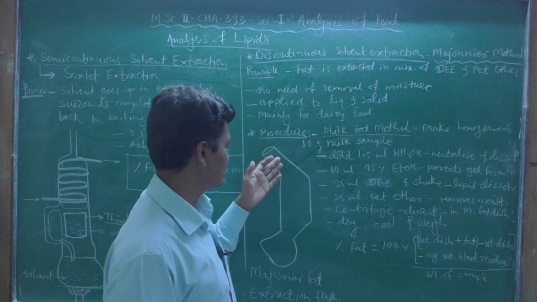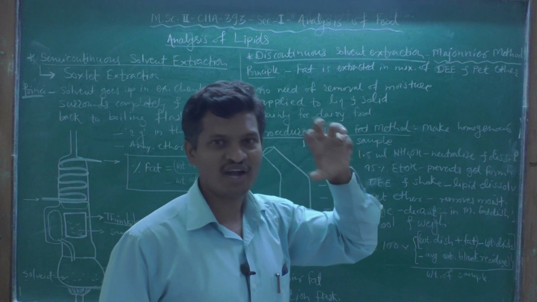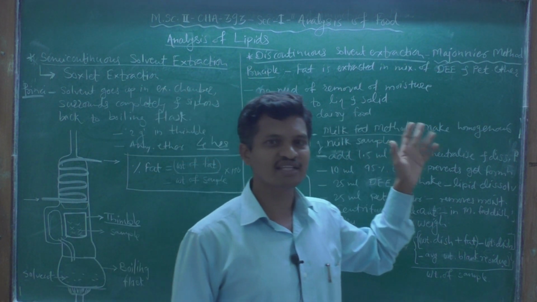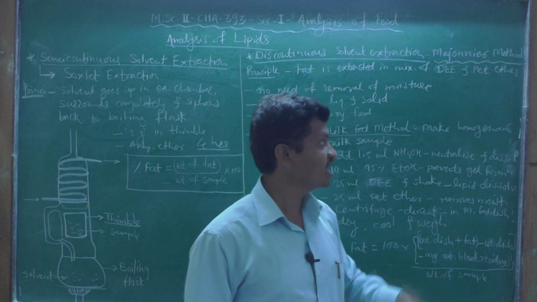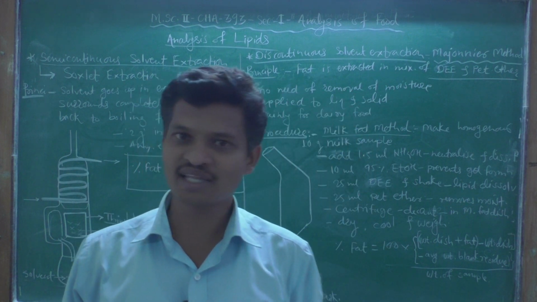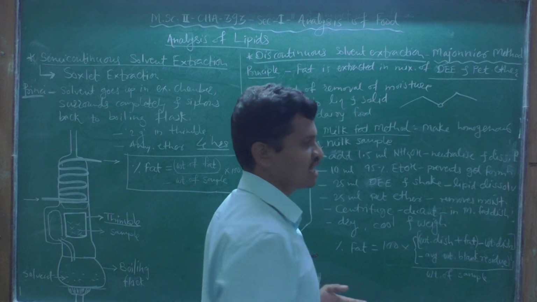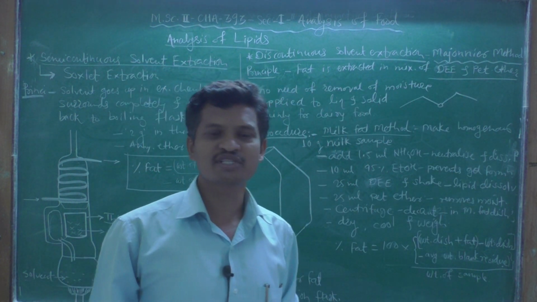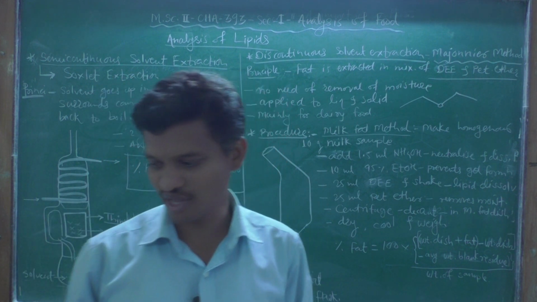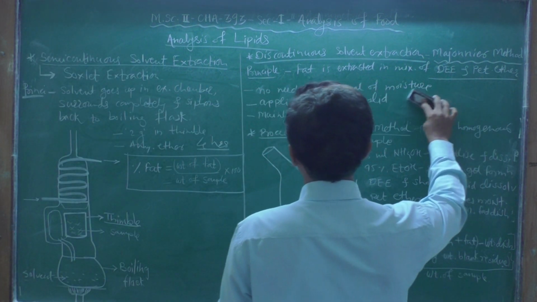What is the principle here? The fat is extracted in a mixture of solvents, and these two solvents are generally diethyl ether and petroleum ether. What is diethyl ether? CH3CH2O CH2CH3. This is diethyl ether. Petroleum ether is a mixture of petroleum fractions, which mainly contains n-pentane and n-hexane. So this mixture of solvents can be used in this case for the extraction purpose.